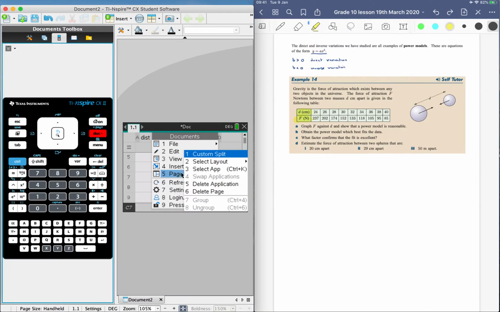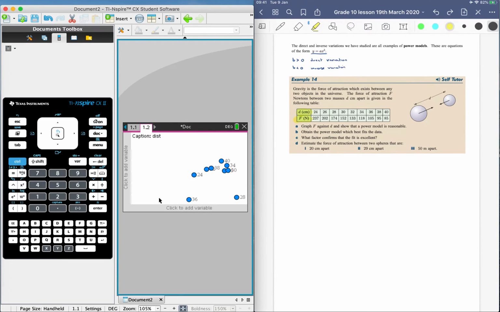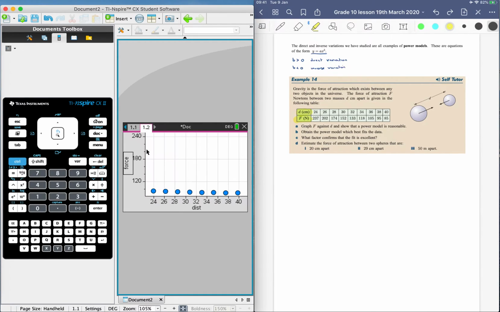Now, just like way back when we did our Usain Bolt, we're going to hit Document and we're going to insert Data and Statistics. So now we're able to plot the data that we've got. Now along the x-axis we want our independent variable, which is going to be our distance, and on the y-axis we're looking for force. Okay, so this is now us answering question A. We've graphed F against D to show that the power model is reasonable. Well, it looks like it's kind of following a curve downwards. It looks like exponential decay, like especially with this down the end. It's not really fitting a linear curve. So that's what we're looking for to answer that part A there.